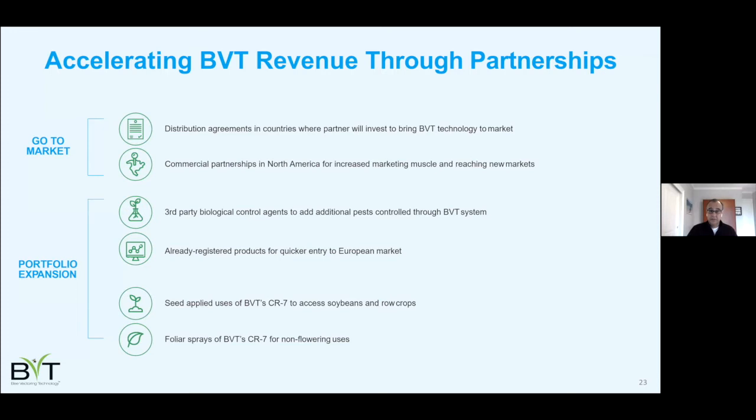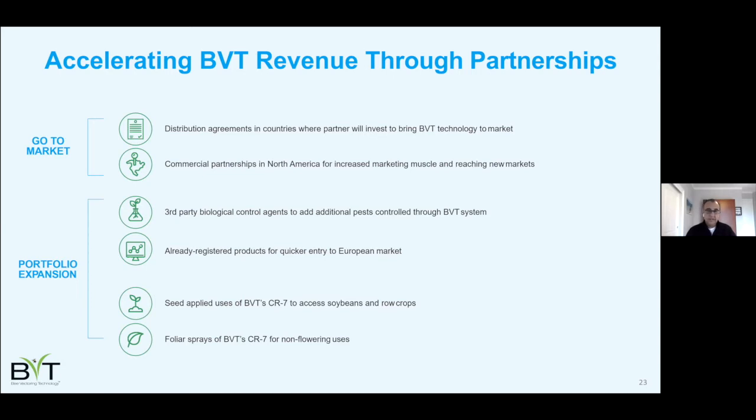And then of course, other agreements under portfolio expansion, where we're talking to third-party companies that have biological agents that will expand the pests that we can control beyond our own Vectorite with CR7. In some cases, we're talking to companies that already have products that are already registered. So it'll allow us quicker entry into the European market. And that's extremely critical because the EU registration can take several years, 3 to 4 years. So to the extent that we already have a partnership with a company that's got a product that's registered, we could enter the market that much quicker.